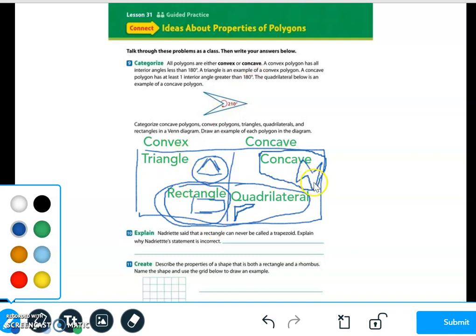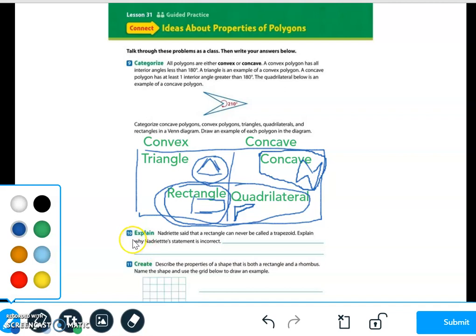Our concave can be here. We know that one of our interior angles, which is here, is going to be more than 180 degrees, so we know that one of our angles will be that. This one here could be more than 180, as well as this one, these two. Just like this one here, we know this angle can be more than 180, so it'll be concave. But because these two have 4 sides, we know they both can be considered quadrilaterals.